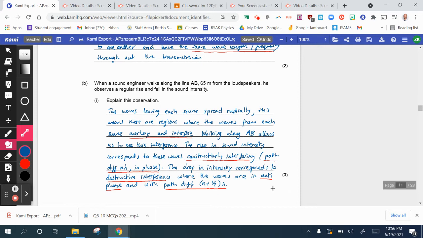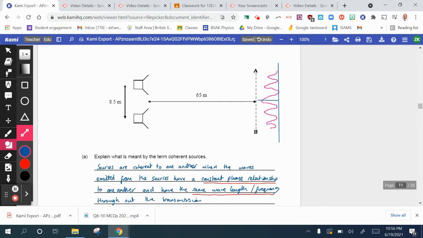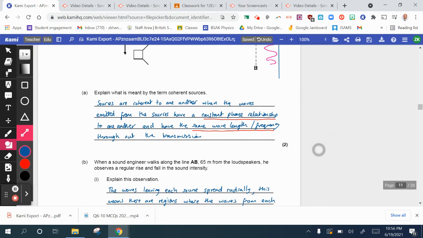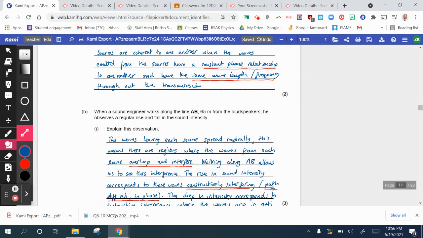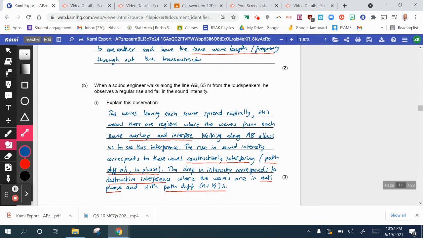The waves leaving each source spread radially, so spread out. This means that there are regions where the waves from each source overlap and interfere. So they interfere and cross over one another. And that's the first mark. Walking along AB allows us to see this interference and the rise in sound intensity.